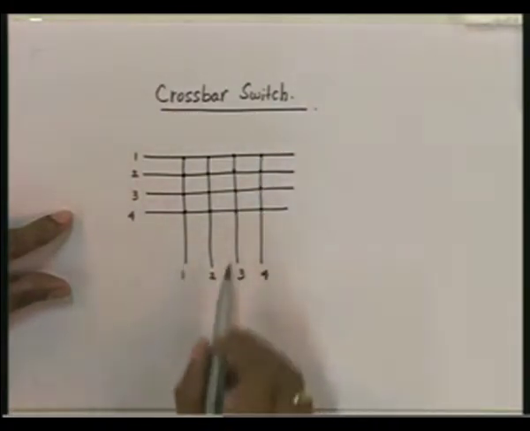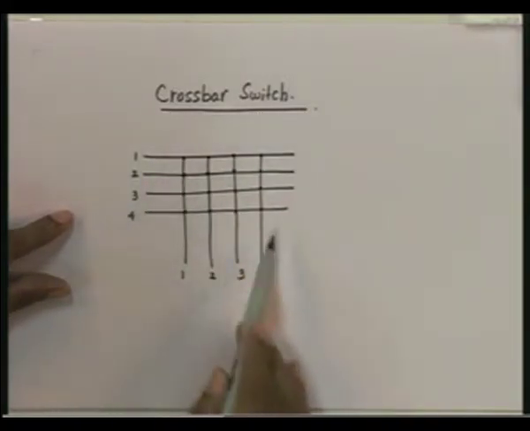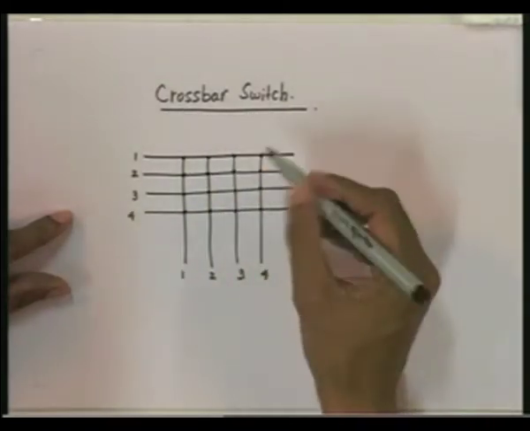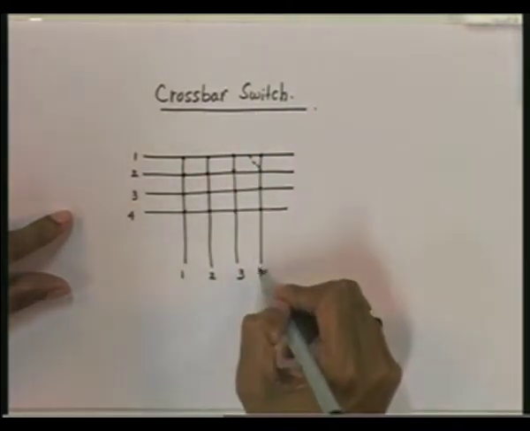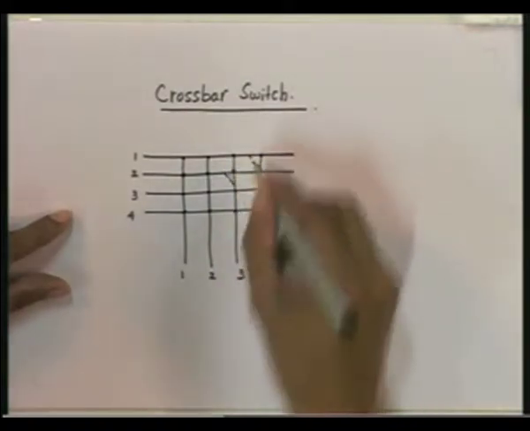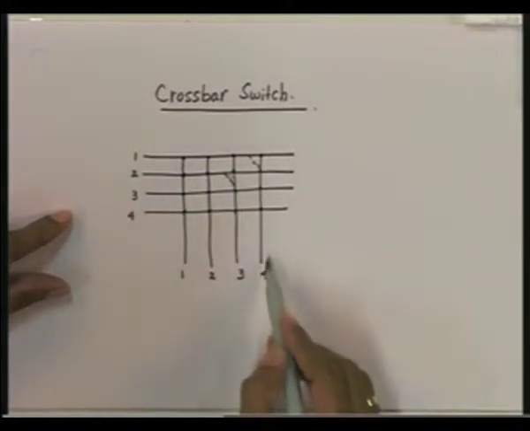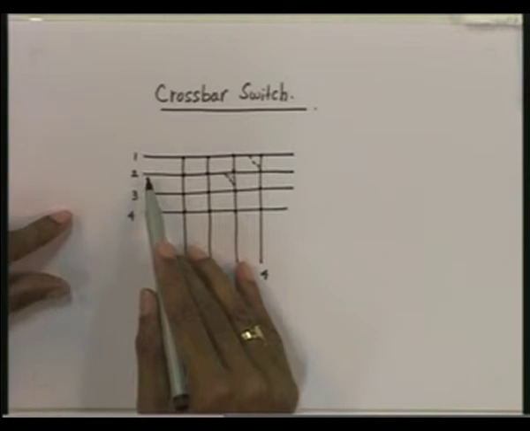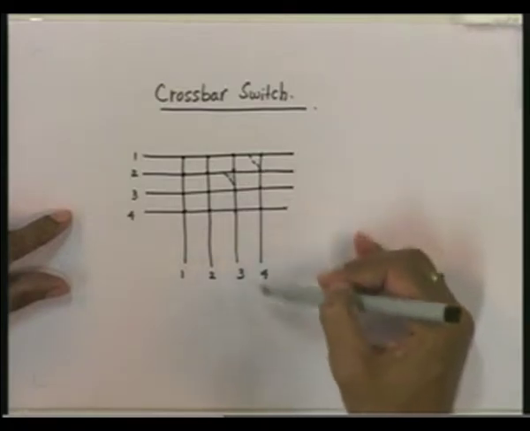The advantage of the crossbar switch is that any two distinct pairs of input and output ports can communicate simultaneously. For example, if 1 wants to send a packet to 4, then you can close this, so that 1 can send packets to 4, and at the same time 2 can also send packets to 3 by closing this. There may be a switch here. This switch is closed if 1 wants to send a packet to 4, and this switch is closed if 2 wants to send a packet to 3. Otherwise, these switches will be open, and in general there will not be any connections.